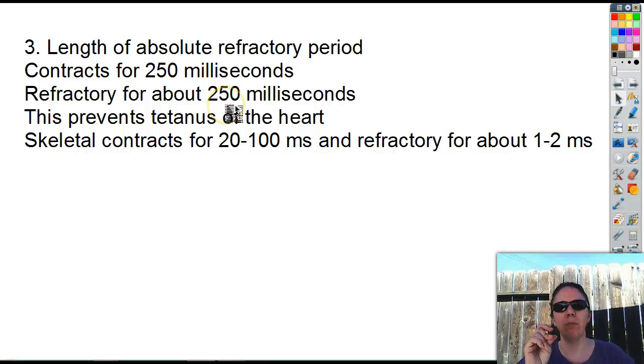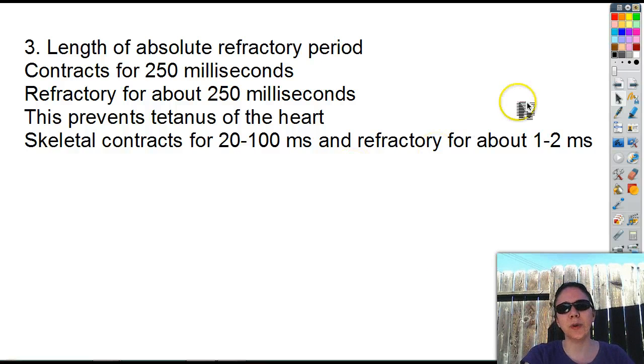You cannot go beep, beep. Well, you can because I'm not that fast, but it has to wait at least another 250 milliseconds before it can beat again. Whereas a muscle, only 1 to 2 milliseconds before you can recontract your muscle again. This prevents tetanus. Remember tetanus? The quivering of the muscle. Remember what we did with your putting the things on there?